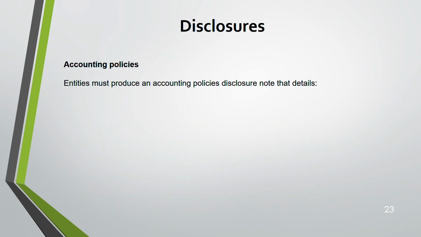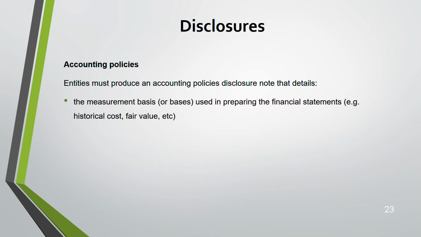Accounting policies need to be disclosed. For example, for a company, which measurement basis have you used for your non-current assets? Did you use historical cost or did you use fair value? That you need to disclose, because you have a choice. Wherever choices are there, you need to disclose which basis you have used. Second, each significant accounting policy, if you have used any, needs to be disclosed.